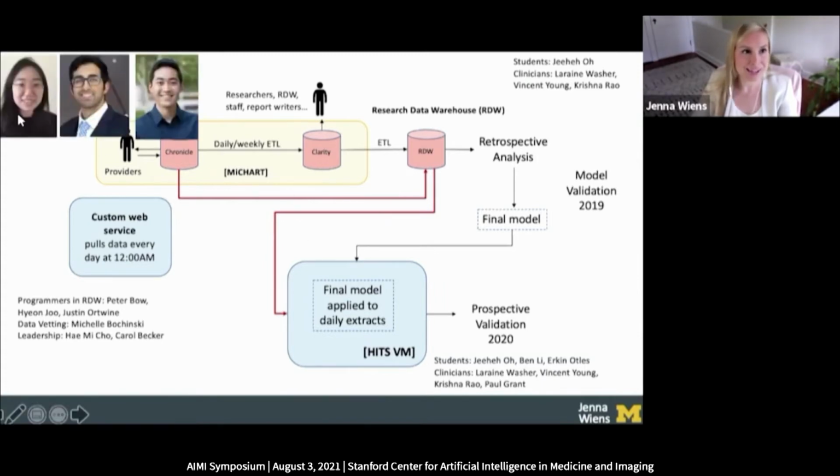I just want to highlight the 3 students that worked on this project, Chihei Oh, Erkin Otles, and Benjamin Lee.